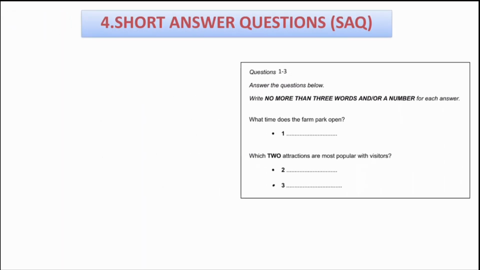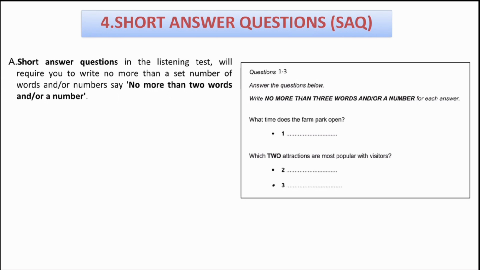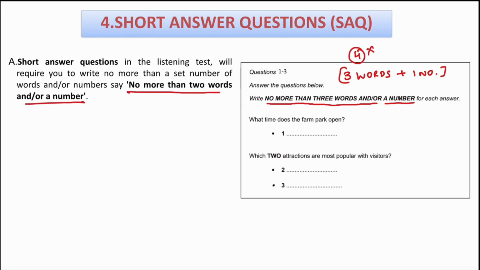Now talking about the first tip, it says that you need to read the instructions carefully when you get your listening paper and if you get short answer questions. The instructions will be like this: no more than 3 words and or a number. You can write 3 words plus one number in your answer if it is required. You cannot write a 4 word answer because you will get the answer incorrect if you write 4 words plus a number. So the first thing is you have to read the instruction. The instruction can be in the form of 1 word answer only, 2 word answer, 3 word answers and so on.